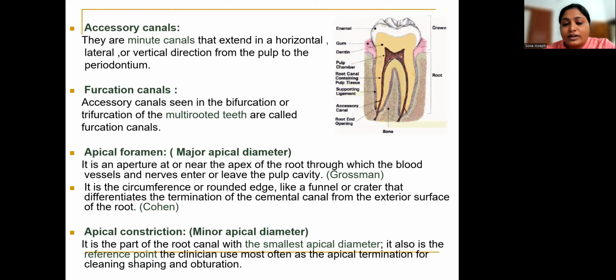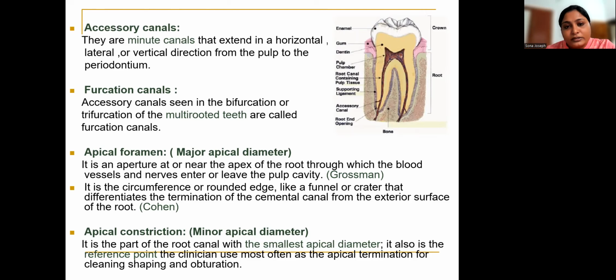Apical constriction, or otherwise called minor apical diameter, is the part of the root canal with the smallest apical diameter. Now, the significance of this point is that it is also the reference point the clinician uses most often as the apical termination for cleaning, shaping, and obturation, which are the different steps of root canal treatment. This point is important because it is at this point that we stop our cleaning and shaping. The working length determination is done up to here, followed by cleaning and shaping and the obturation.